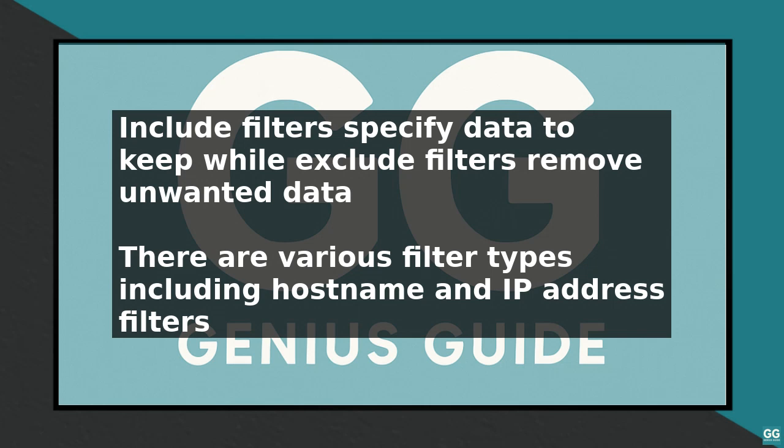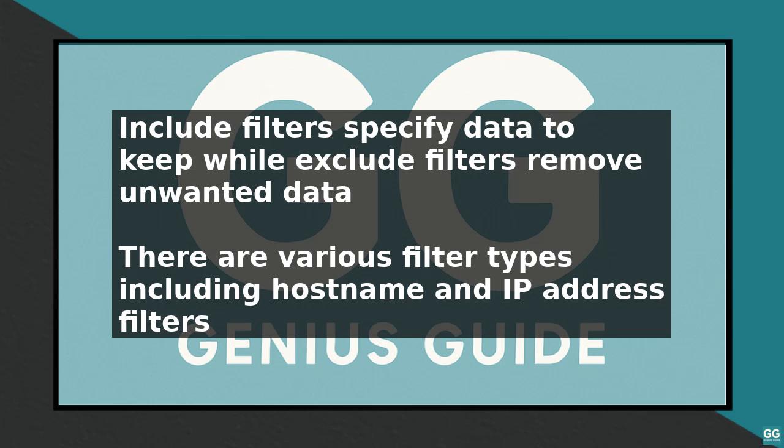Creating a filter in Google Analytics. To create a filter in Google Analytics, log in to your account and navigate to the admin section. Click on the Filters option and then click on the New Filter button. Choose the type of filter you want to create and enter the filter name and details. You can choose from a variety of filter types, including hostname filter, IP address filter, and user agent filter.